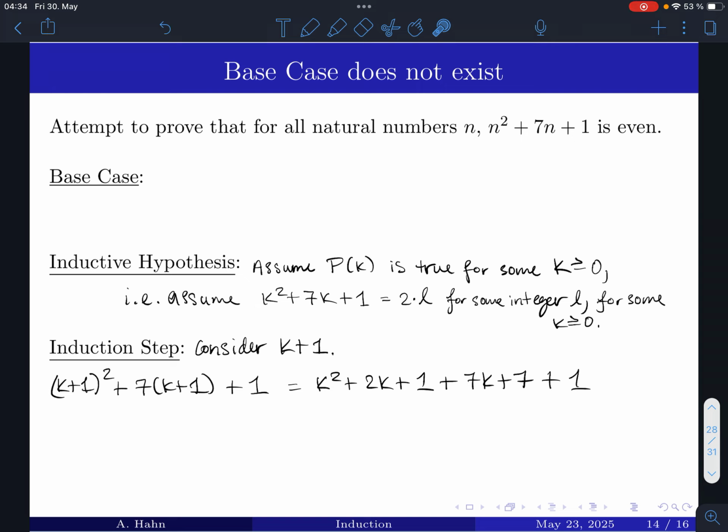And then we want to use our inductive hypothesis. Our inductive hypothesis is that K squared plus 7K plus 1 is 2 times L. So we want to identify K squared plus 7K plus 1. Let me mark that: K squared, 7K, and then 1. And so let's write that down. This whole sum is going to be K squared plus 7K plus 1, and then plus everything left over. Everything left over is 2K plus 1 plus 7, so 2K plus 8.